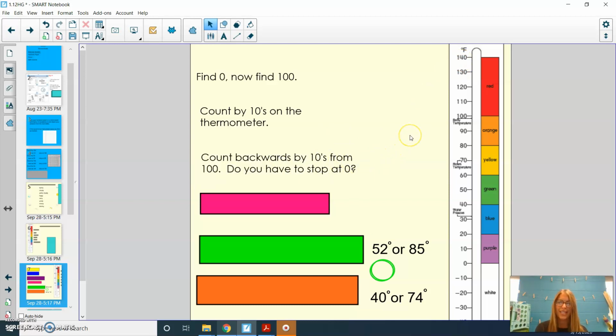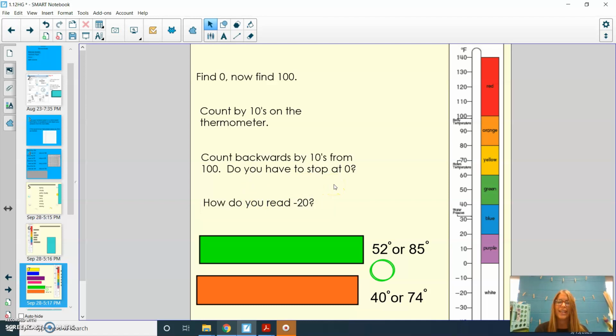Let's count backward by tens from 100. And then it says, do you have to stop at 0? Let's not stop at 0. Let's see if we can go down to -30. Okay? So again, we're going to start at 100 and go backwards all the way to -30. Here we go. 100, 90, 80, 70, 60, 50, 40, 30, 20, 10, 0, -10, -20, -30.